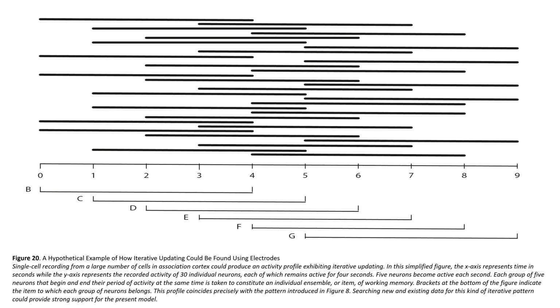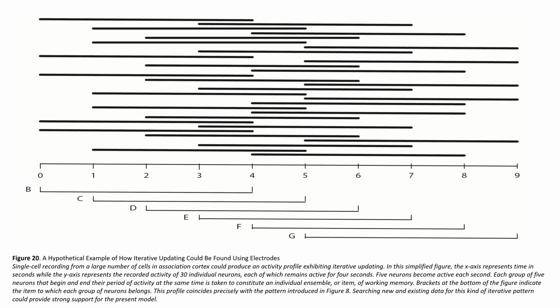This figure shows recording of activity from several neurons. It looks like a mess until you know what to look for. The brackets at the bottom show how this mess can be parsed into individual items. In other words, existing recordings probably contain the signature of consciousness within them.